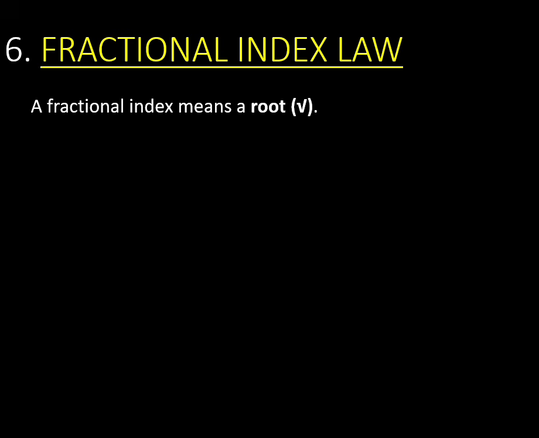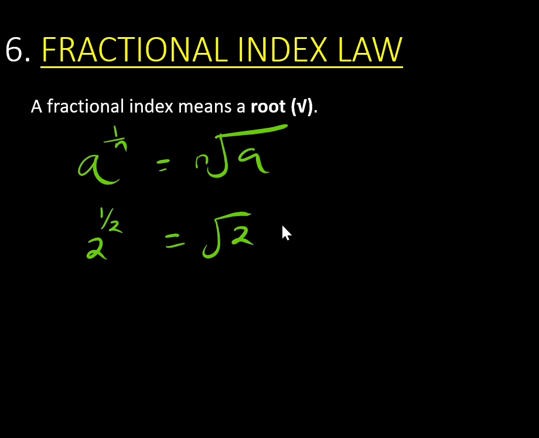So for example, if you have a raised to 1 over n, then this is the nth root of a. So fractional index means the root. So if you have, for example, 2 raised to 1 over 2, this means that we take the nth root, which is square root. Therefore, this will be the square root of 2.